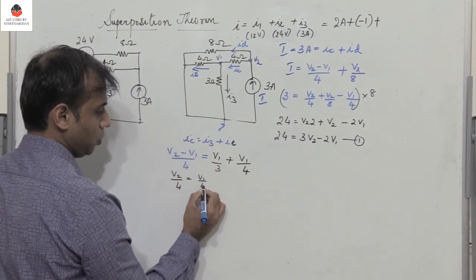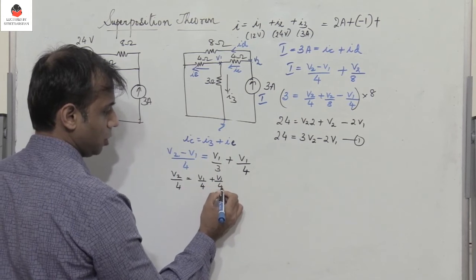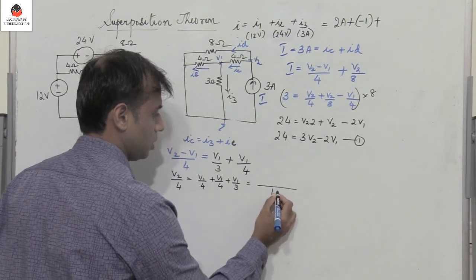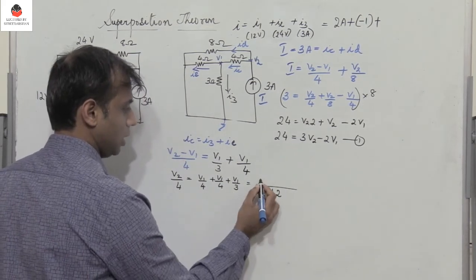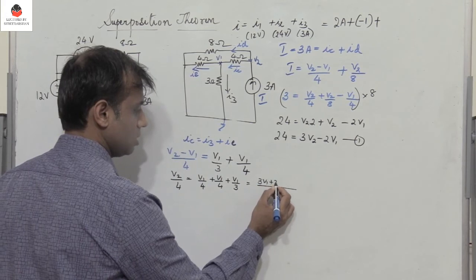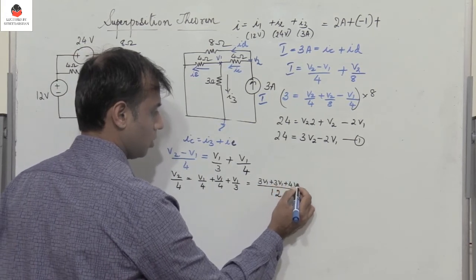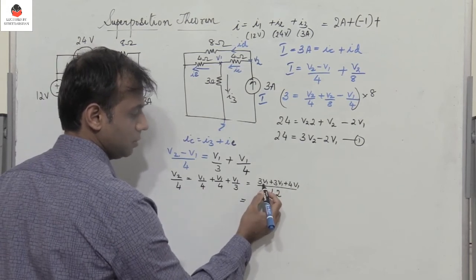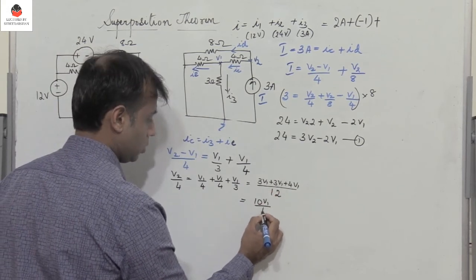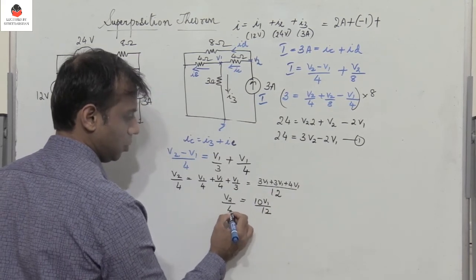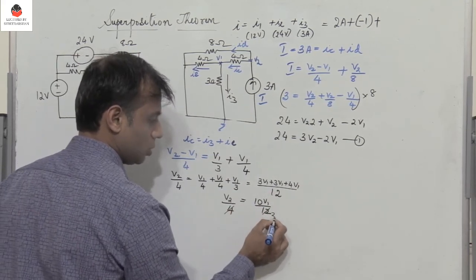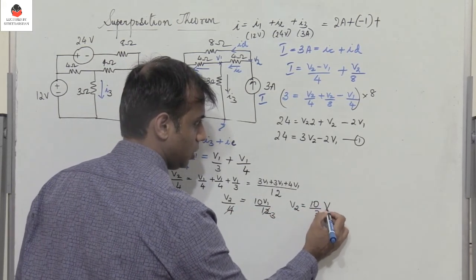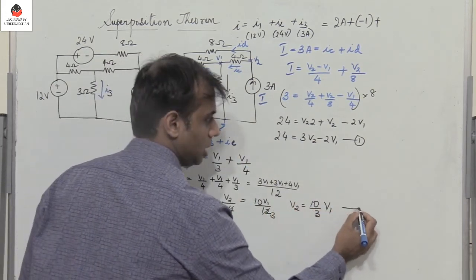So now observe here, V2 by 4 equals, I bring this minus V1 by 4 to the other side. So V1 by 4 plus V1 by 4 plus V1 by 3. So if I take the LCM, so it is 12. So you get 3V1 plus 3V1 plus 4V1 by 12. So this gives me 4 plus 3, 7. 10 V1 by 12 equals V2 by 4, right? So 4 3s are 12. So V2 equals 10 by 3 V1. So this is equation 2.